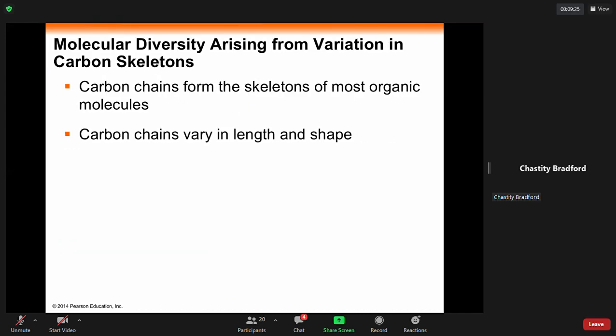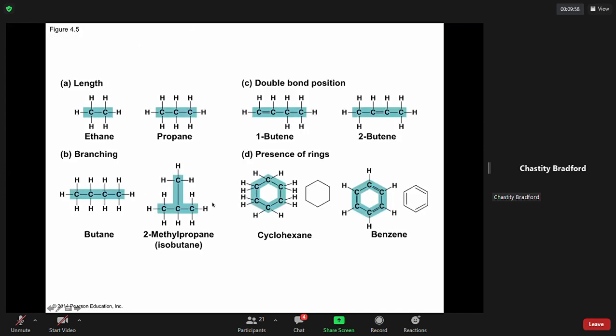All right. So when it comes to diversity, carbon has a lot of molecular diversity. What does that mean? It can form a lot of different carbon skeletons. The carbon chains are going to look different. How are they going to vary? You see it here? Length and shape. So some can be long, some can be short, and they can form rings, right? So this is what we mean.